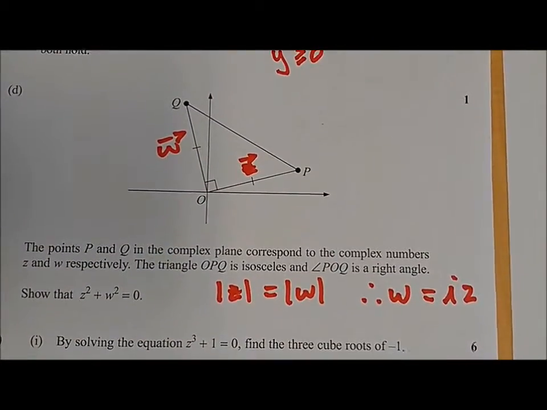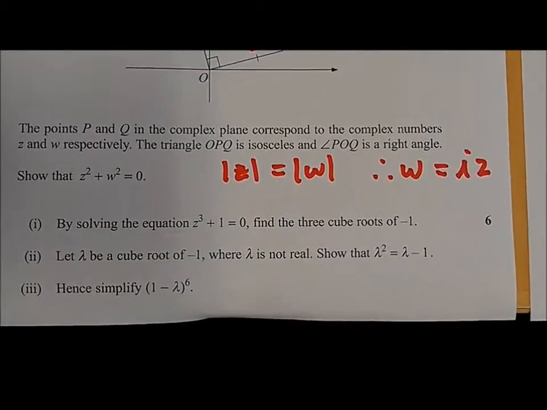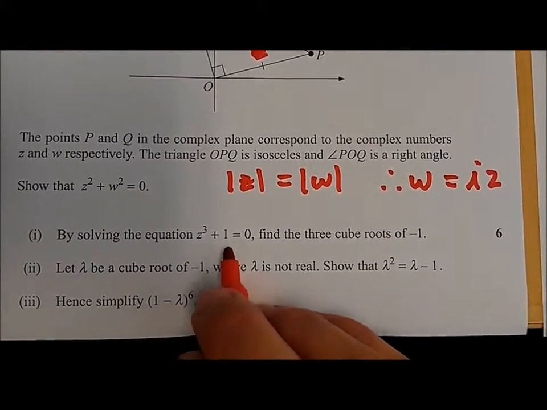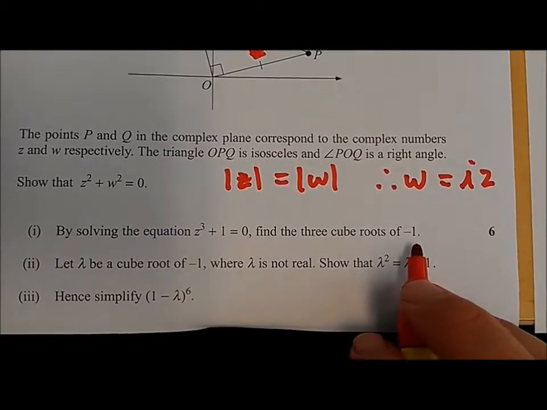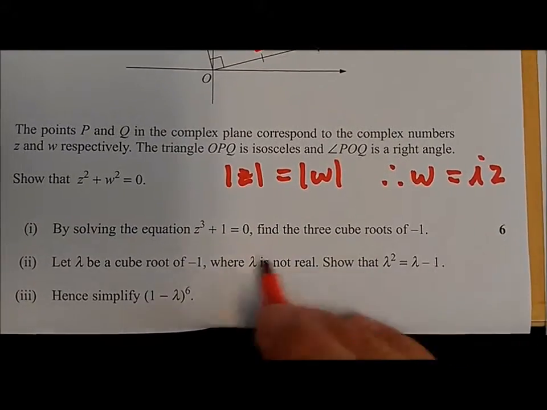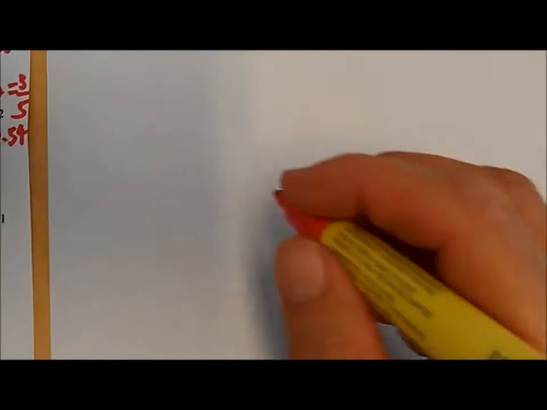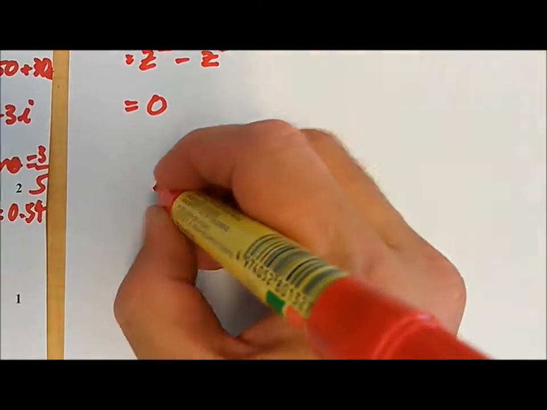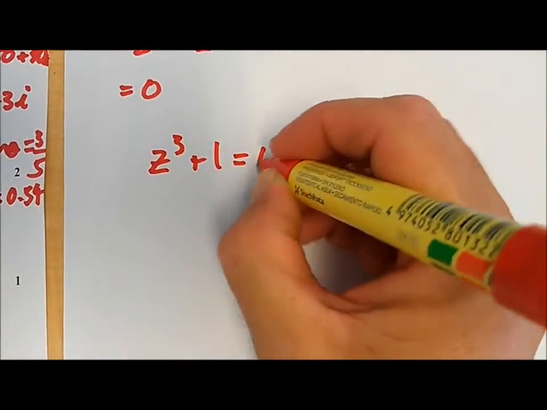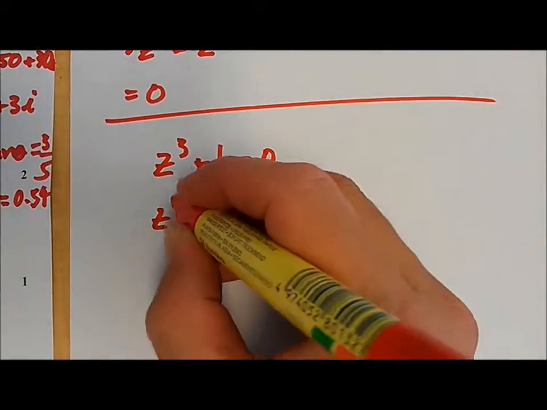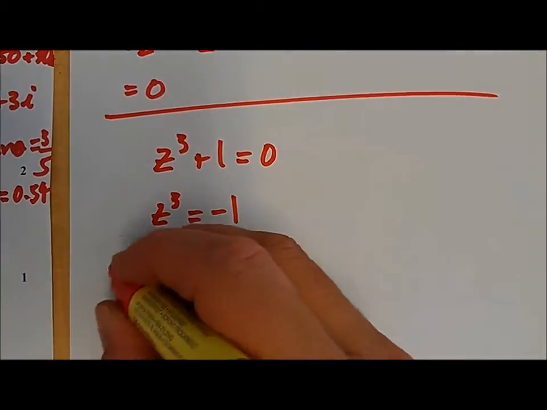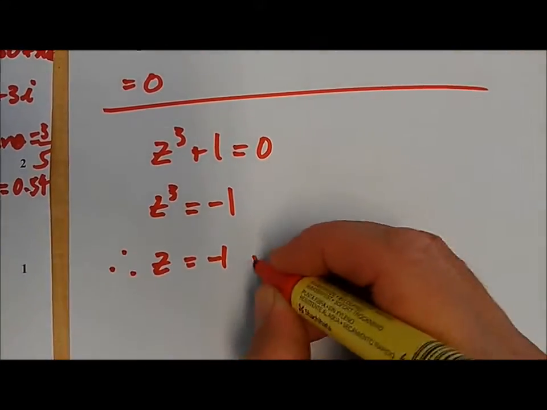That's a nice easy one, just testing your understanding of a few of the geometrical properties on the Argand diagram. Last question is a question I really like. By solving the equation z cubed plus 1 equals 0, find the 3 cube roots of -1. So that's not too bad. We can do that by simply establishing that if z cubed plus 1 equals 0, then z cubed equals -1, so therefore z equals -1 is a solution.